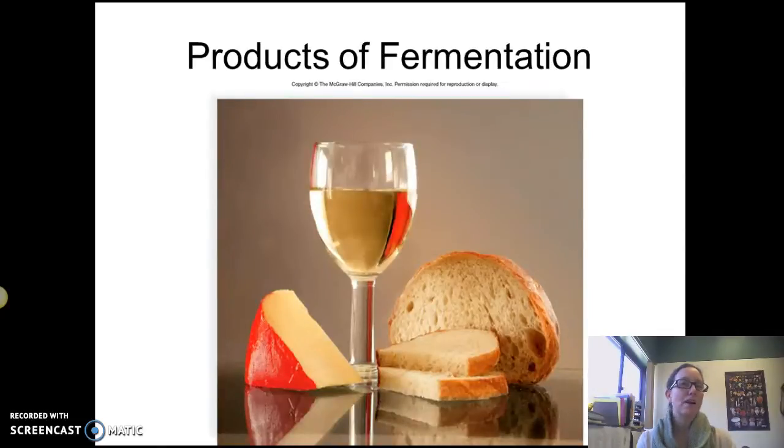So the chemical products of fermentation are carbon dioxide and ethanol, or lactic acid. And here's a picture showing some of the culinary products of fermentation. See those holes in the bread? They're from carbon dioxide.